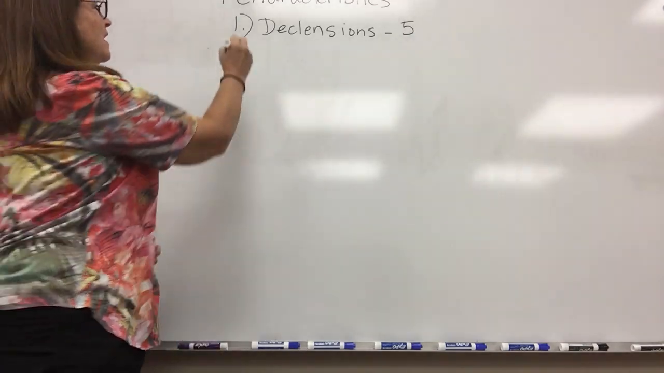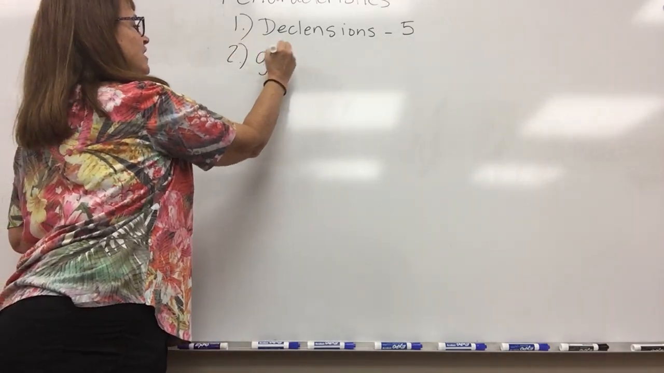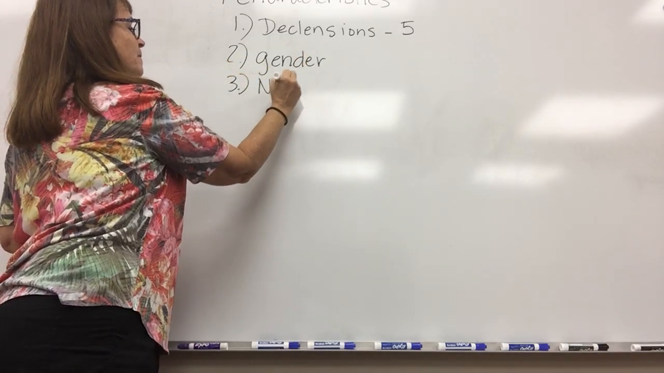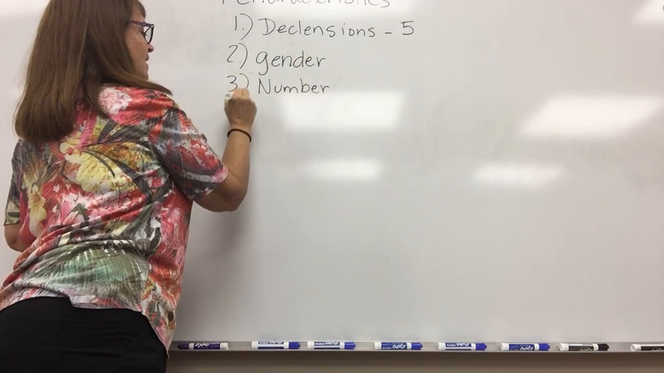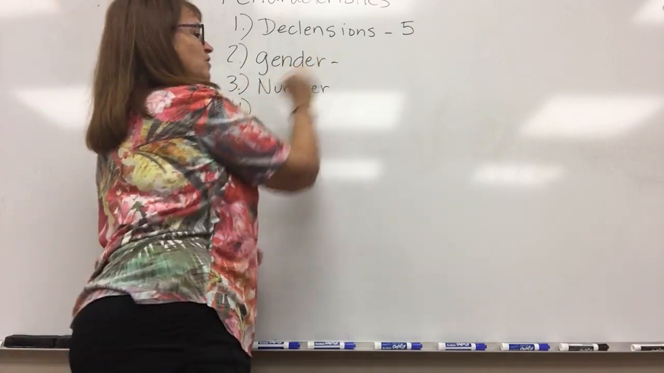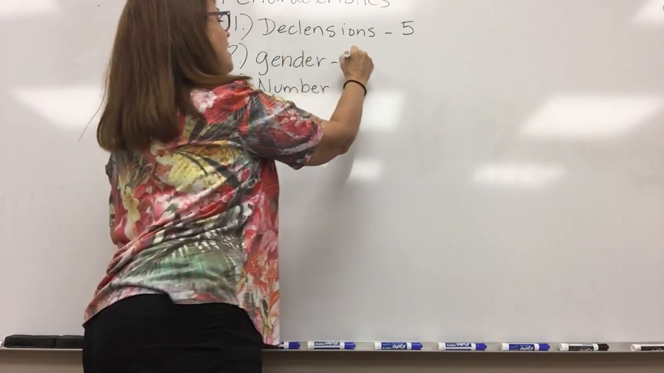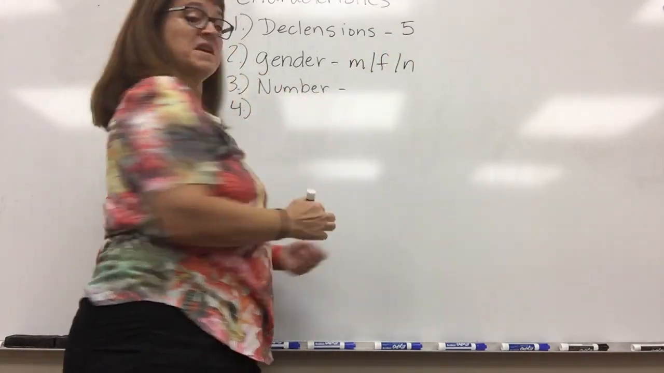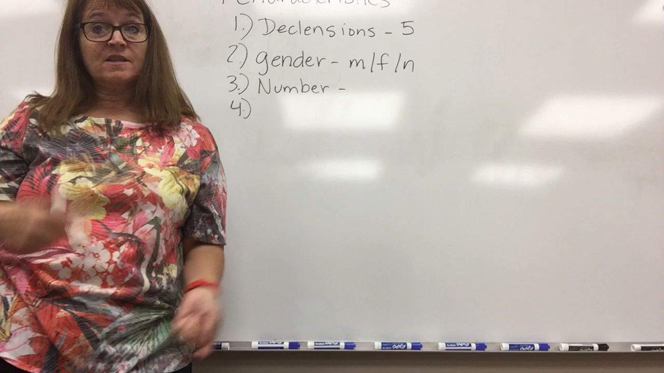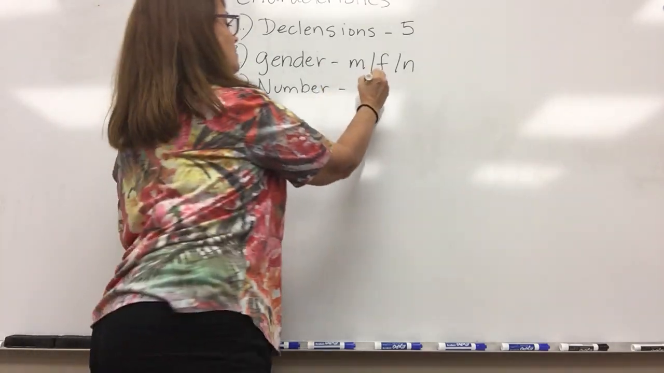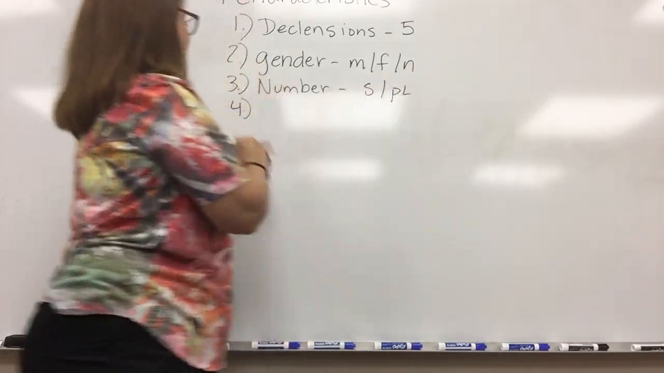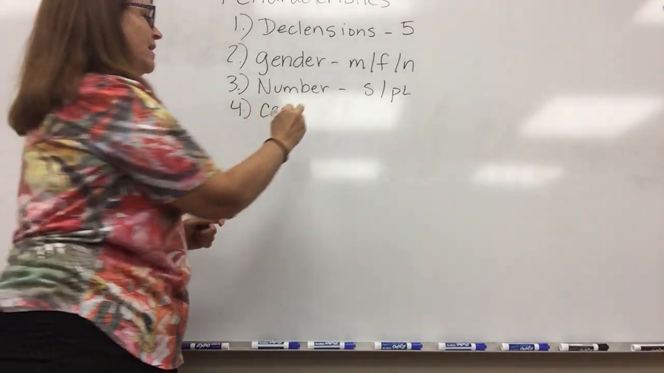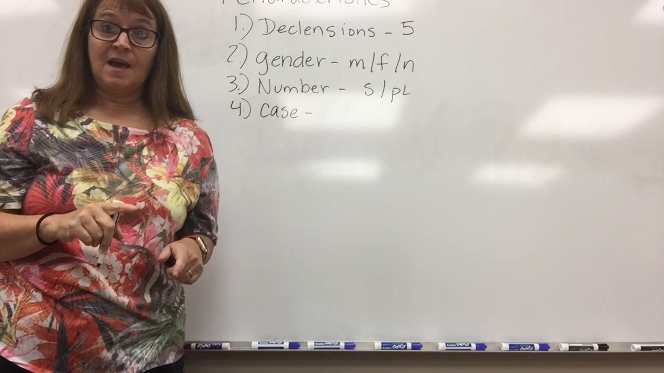So nouns have declension, they have gender, they have number, and they have case. For gender, you have 3 choices: masculine, feminine, and neuter. Number: a noun is either singular, 1 desk, or plural, desks. So number is singular or plural. And then they have case. And remember, we're learning right now 5 cases.